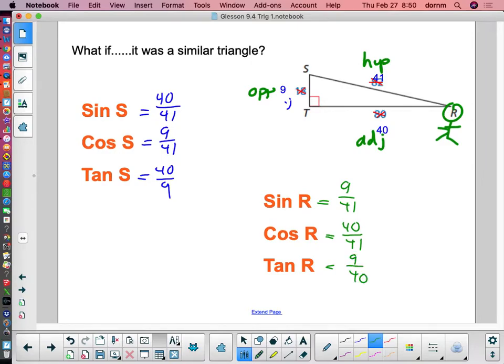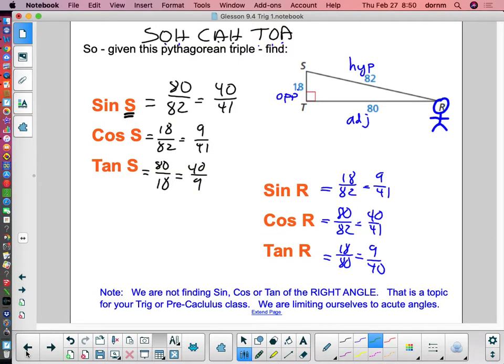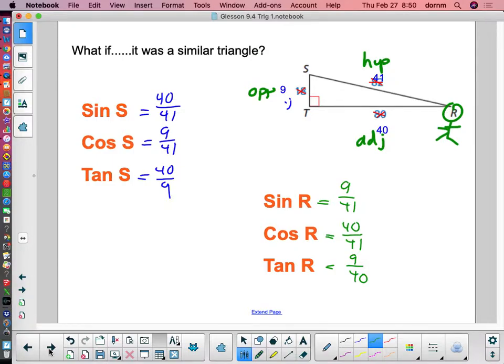Now, wait a minute. Those are the exact same values we came up with here, even though it's a different size triangle. Why? Because the triangles are similar. We know the sides are different, but what's congruent? What parts of similar triangles are congruent? The angles, yeah. So the angles didn't change. So the size of the triangle doesn't matter.